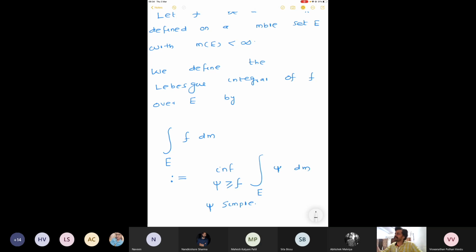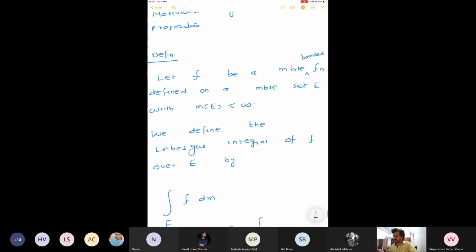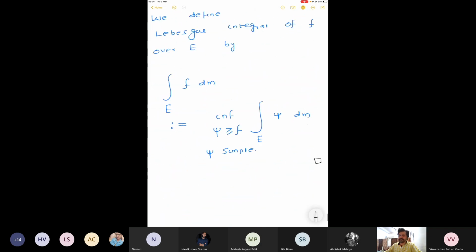Next step, we will avoid this assumption of finite measure, and we can define it for any bounded measurable function over any set. And again, we will avoid boundedness also. And finally, we will talk about the integral over any set and any function. That's our aim. So let me stop with this. Thank you.